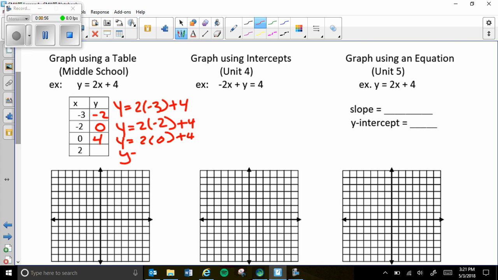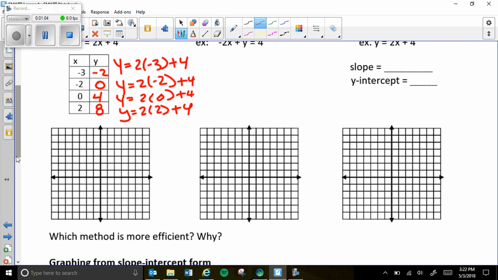And then if I plug in 2, 2 times 2 is 4. 4 plus 4 is 8. So now I have this table where I can graph these points. Remember that the x value tells us left or right, and the y value up or down. So over 3, down 2. There's my first point. Negative 2, 0.